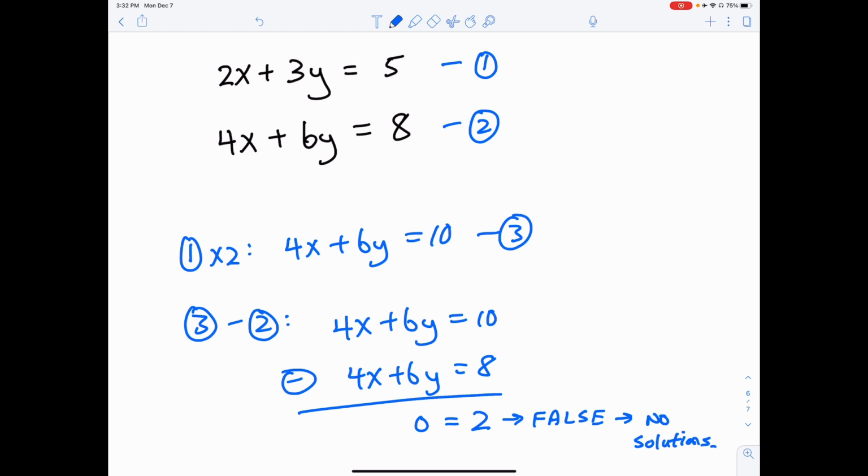So I hope this video helped clarify the different unique cases that can happen when we're solving a system of equations.